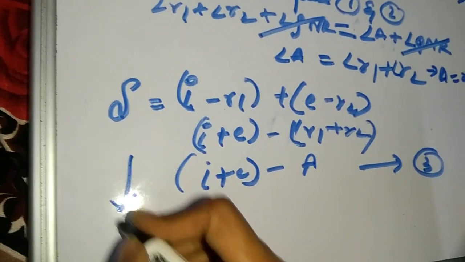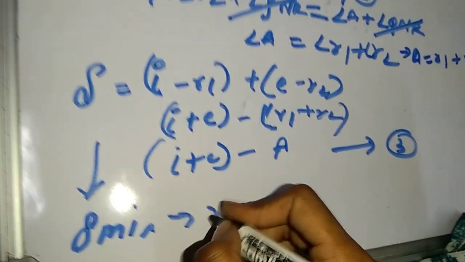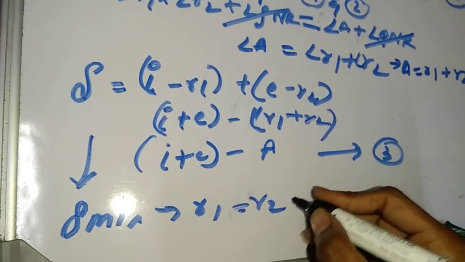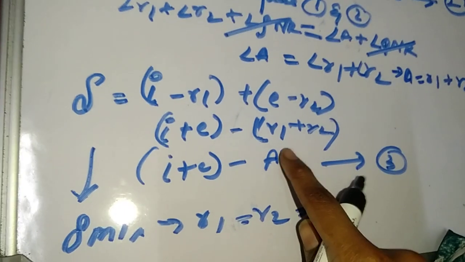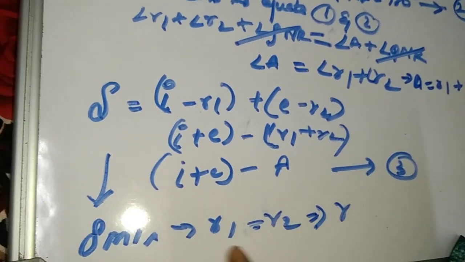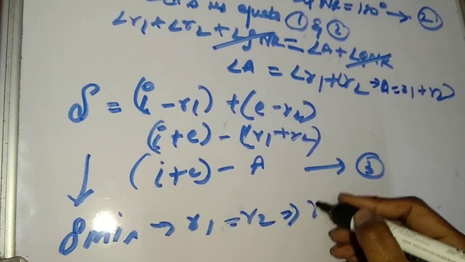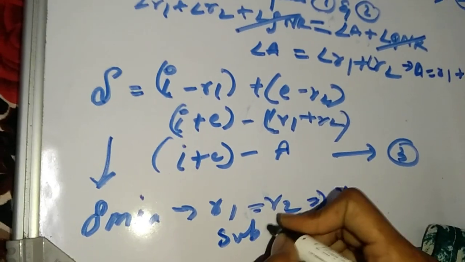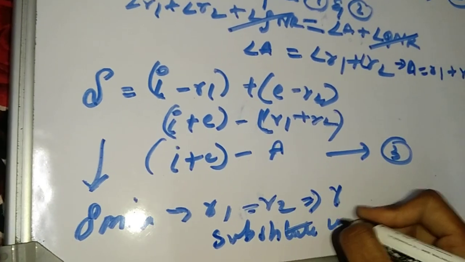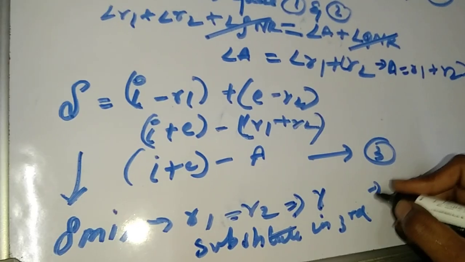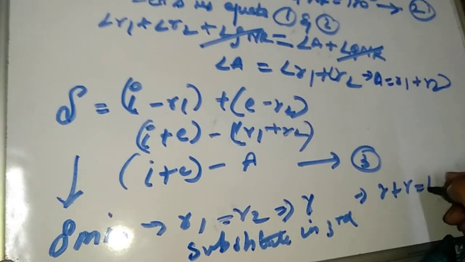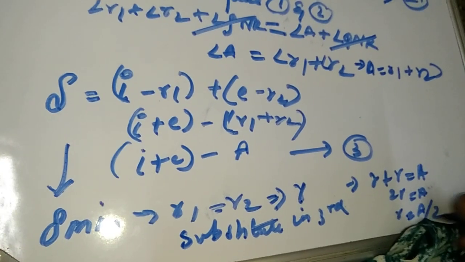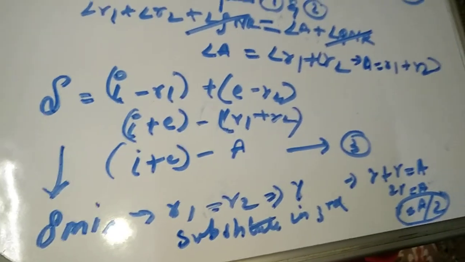Now when delta is minimum, R1 will be equal to R2. That will be equal to r. So you can see r plus r equals A, right? So this equation we are going to substitute in the third equation. What will you be getting as the answer? r plus r is equal to A. So can I tell 2r is equal to A? r will be equal to A by 2. So you will get this one answer.